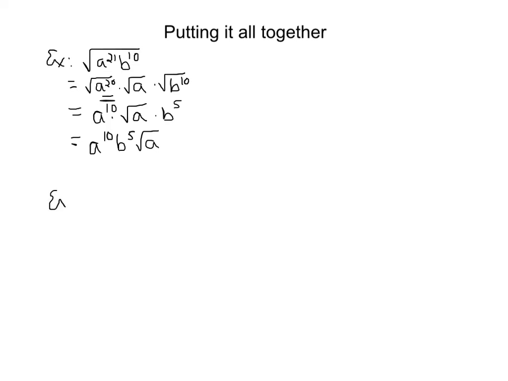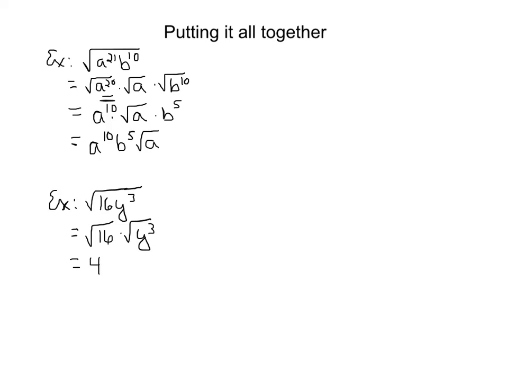Let's try another one. Suppose we have the square root of 16y cubed. Well, now we have a number and a variable. So again, I'm going to break that apart and look at the number part, and I'm going to look at the variable part. The product rule is very nice to be able to pull these things apart. Now the square root of 16, I already know what that is. That is 4, so I'm going to go ahead and write that down.